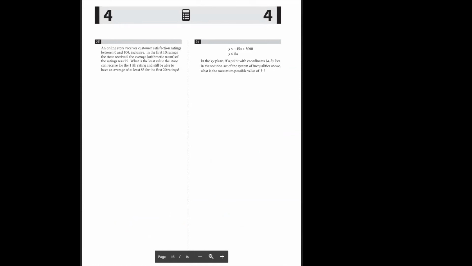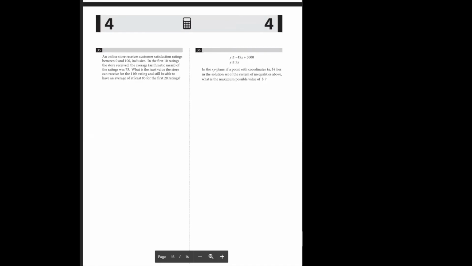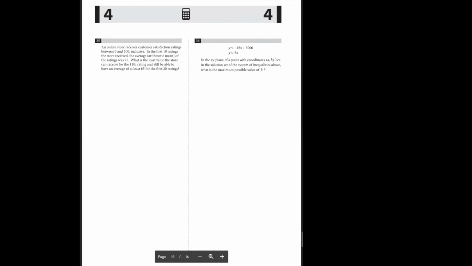Maximum possible value of b. So, all right, how would we do this? The first thing that I think of when I see inequalities is how they're a little bit different than regular equations. And I'm going to sketch out how this would look, only because it's hard to see them and how they work unless you have a picture in front of you.